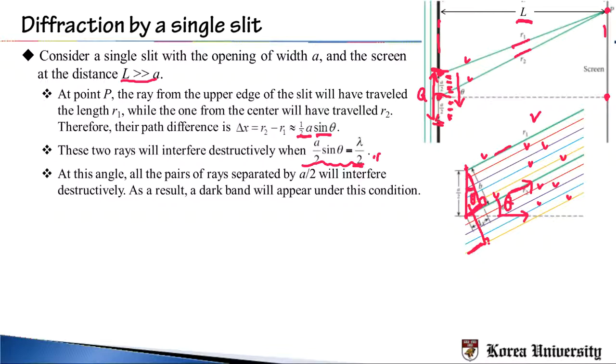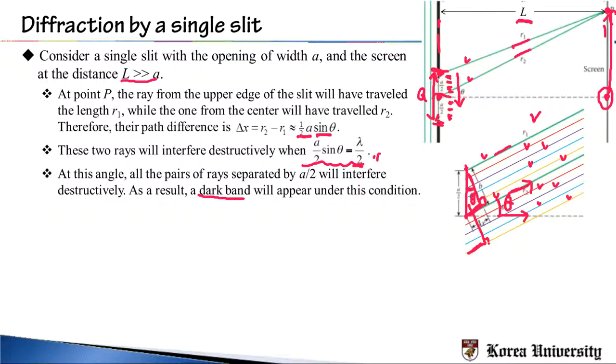Okay, so this will be the position for the first dark band. So in the middle it will be very bright, and then if you move away and satisfy this condition at this angle, you will see it is very dark. Okay, and next, can you find another or other conditions where the destructive interference will occur again?